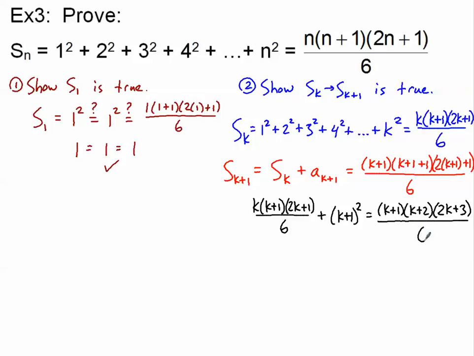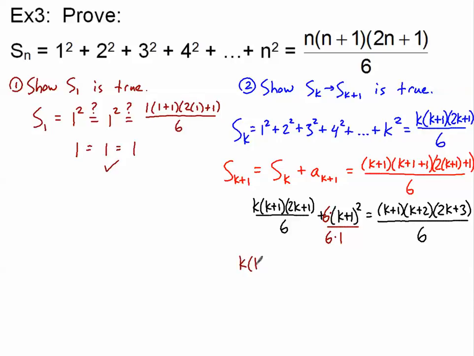All over 6. So this is now what we need to prove. We need to prove that this left side combines to give this right side. So the first thing I see is I've got two different fractions with different denominators, so let's get them to have the same denominators. I'm going to multiply the denominator by 6 by also multiplying the numerator by 6. So let's see what we've got.